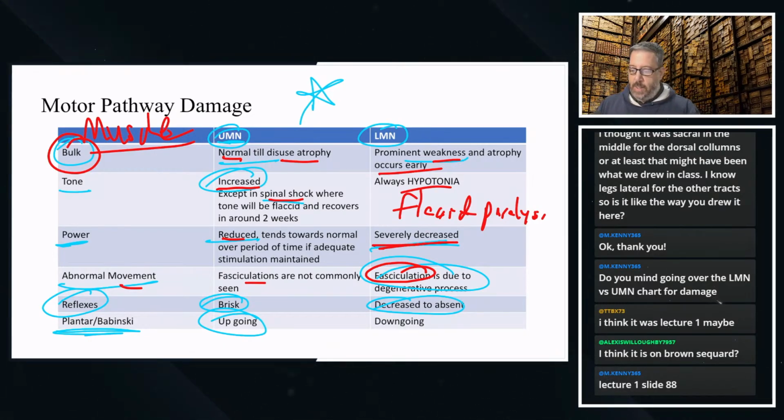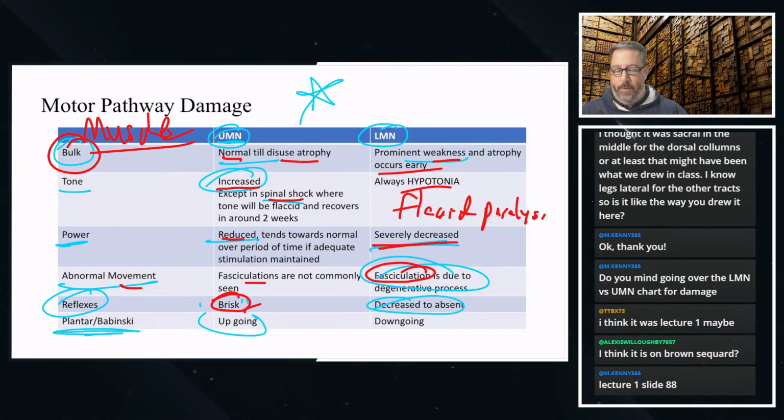Reflexes. Brisk reflex with an upper motor neuron disease. It's still going to be there because remember with a DTR, the deep tendon reflex, it comes in the sensory. There's a small little interneuron there, but then it jumps right onto that lower motor neuron and it goes right out. So it really bypasses the upper motor neuron.